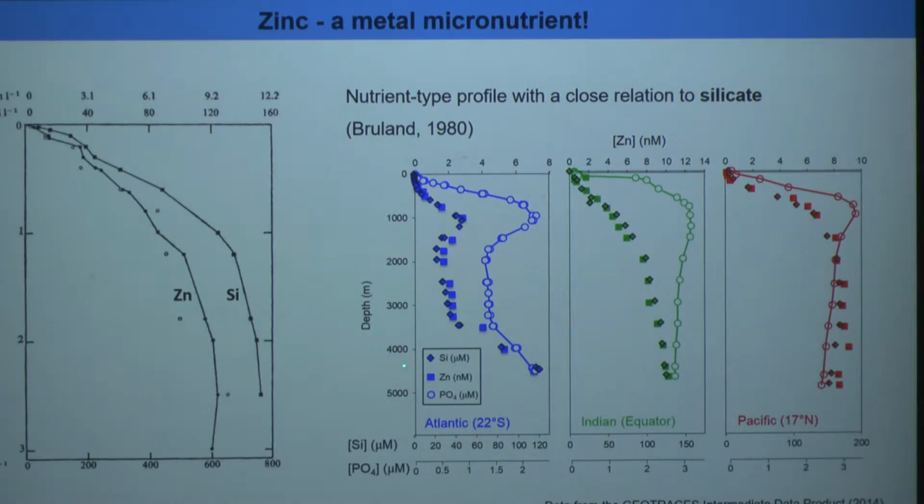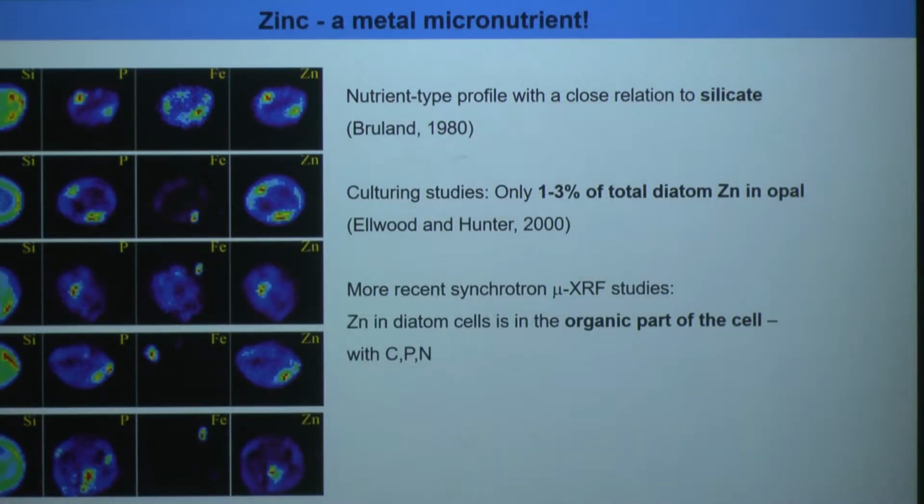So silicon and zinc are the two that pretty much fall together, and then phosphate sort of does something different here. So this is especially apparent over here, for example. So even though it is obviously a metal micronutrient, it seems to be cycled on somewhat of a different scale than phosphate, which is maybe what you would expect on the first order. And then people looked into this further.